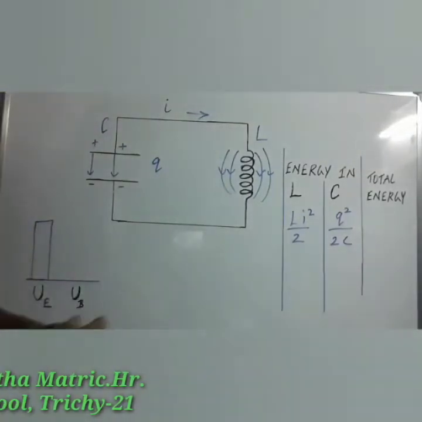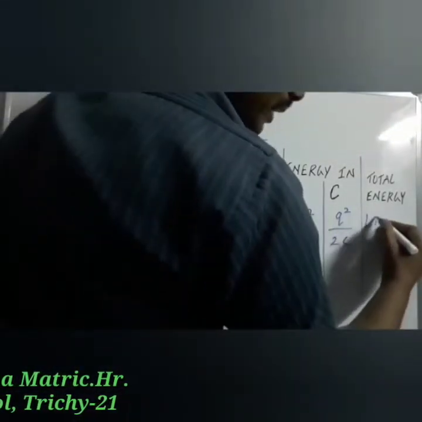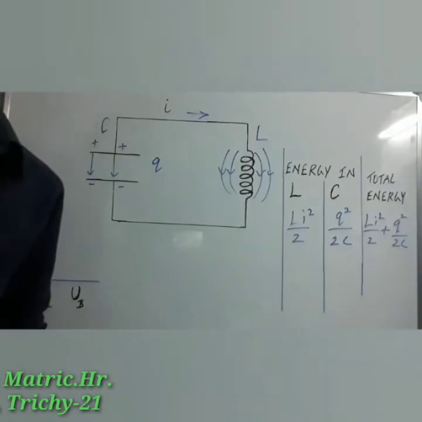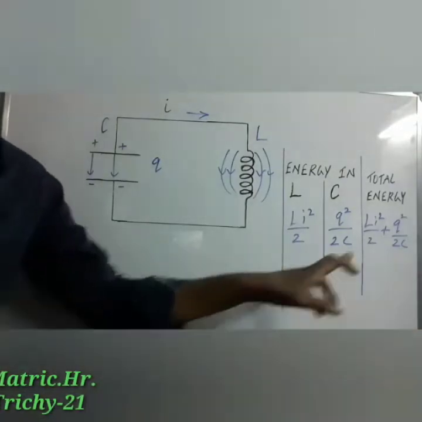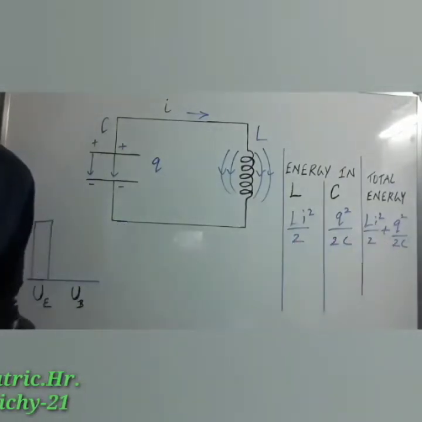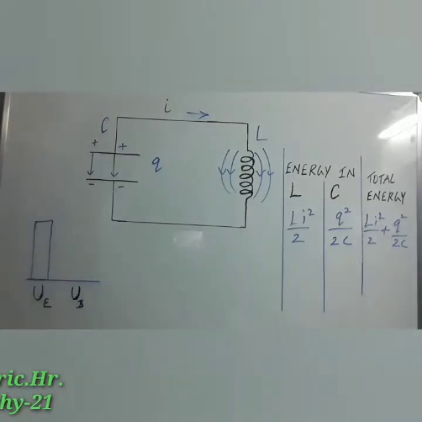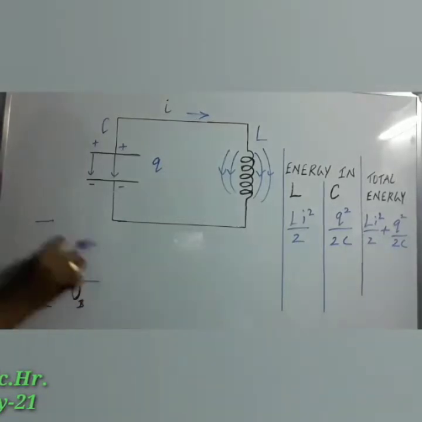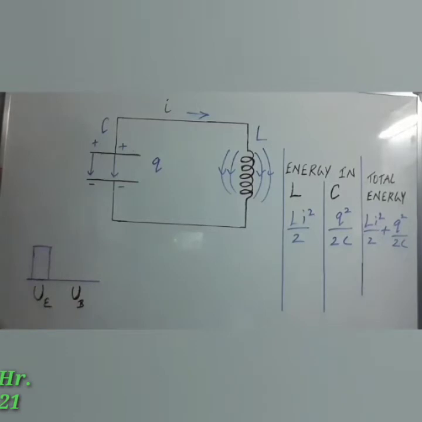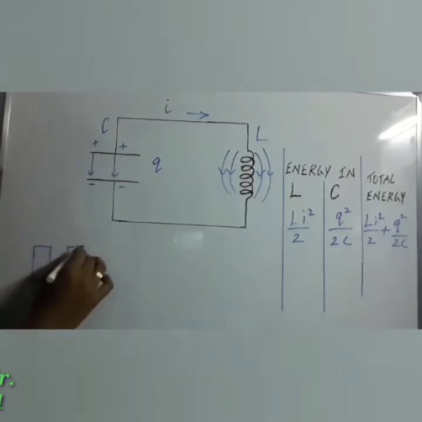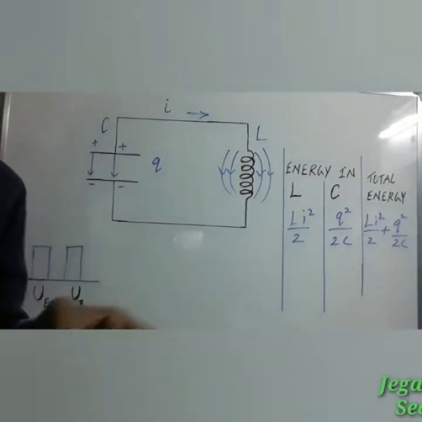What about the total energy? You have to add the two energies. At that instant, the total energy is the sum of the electrical and the magnetic energies. In this case, both the energies are the same. We are going to discuss a third case.